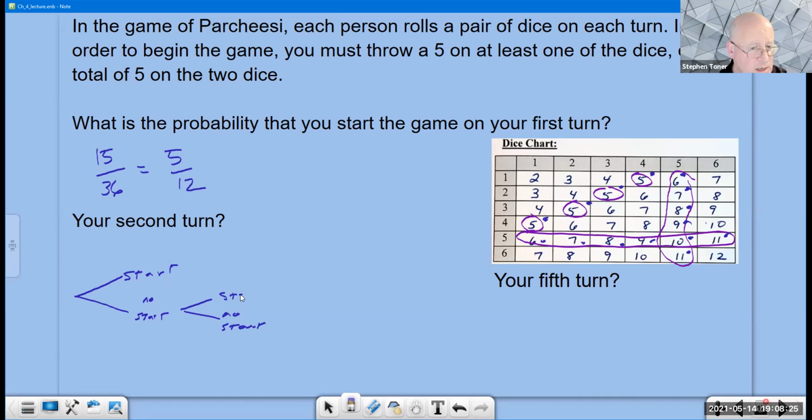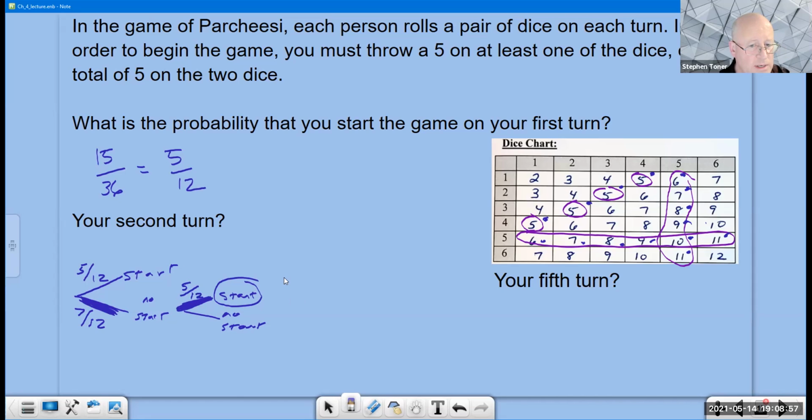I'm interested in the start up here, probability that I start on my second trial. Well, if I had a 5 out of 12 chance of going up to start on my first trial, that meant the other 7 out of 12 chances mean I'm not going to start on that first turn. But then to roll on the second time, now again, I've got a 5 out of 12 chance of then starting.